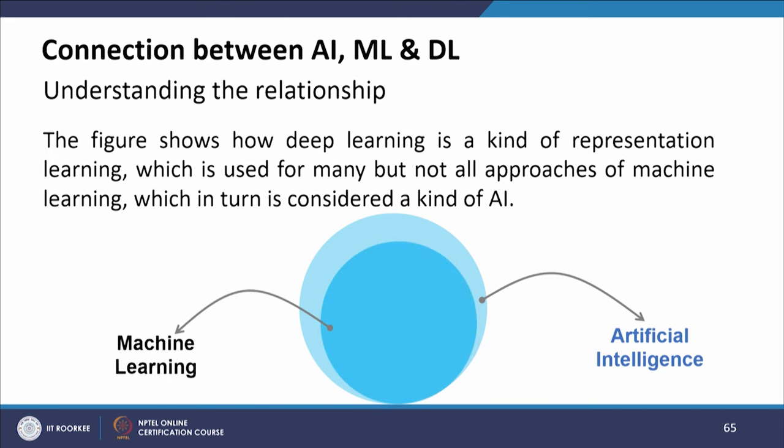So, this is the figure. This is artificial intelligence, inside is machine learning. Deep learning is a specialized subset of machine learning, which in turn is a subset of artificial intelligence.